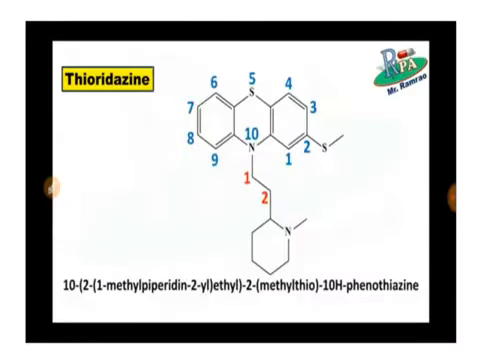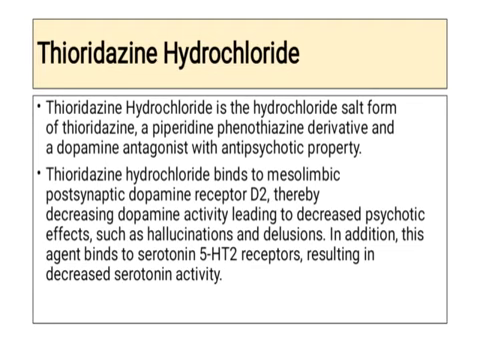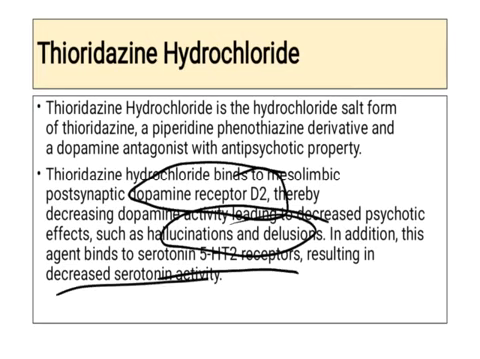Then thioridazine, this is the structure. So it is also a hydrochloride salt. It binds to the dopamine receptor, that is the D2 receptor. It decreases psychotic effects such as hallucination and delusion. But in addition to that, it binds to the serotonin receptor, resulting in decreased serotonin activity. Serotoninची activity सुद्धा ते decrease करतात.